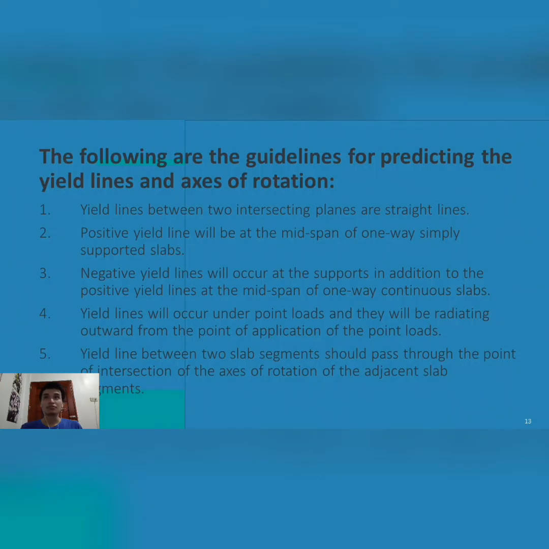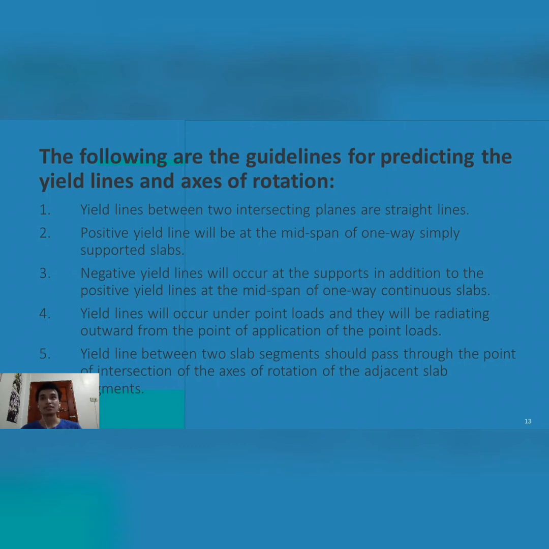So, ito naman, ang sumusunod is, the following are the guidelines for predicting the yield lines and axis of rotation. So, ito nga po, may mga parang guide tayo para malaman kung saan pwedeng sumulpot sila, yield lines and axis of rotation sa ating mga slab. So, number 1, yield lines between two intersecting planes are straight lines. Kung matatandaan nyo sa example natin kanina, pagka one-way slab, dalawang side lang niya may support. So, ang tendency nun sa gitna is, syempre, parang pa letter U na gano'n. So, straight siya sa gitna. Straight yung yield line natin.